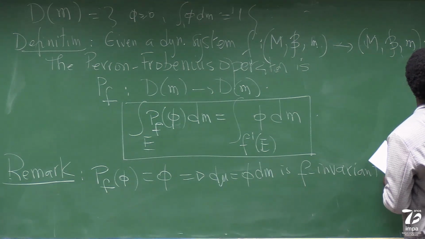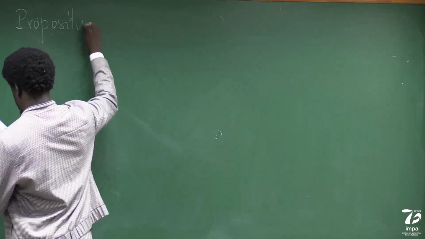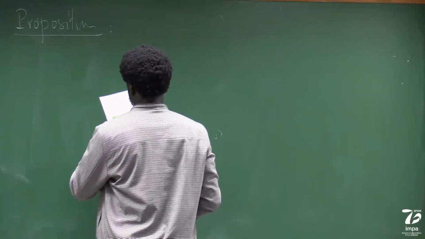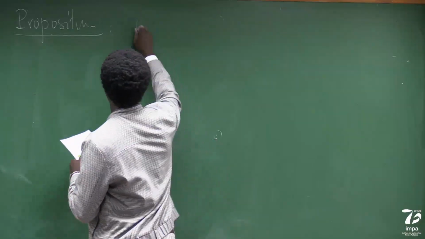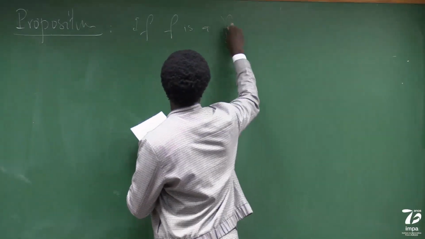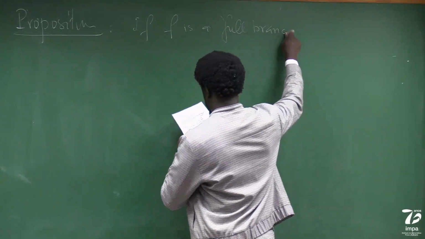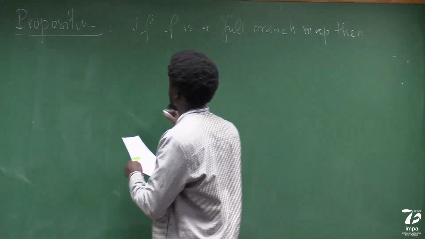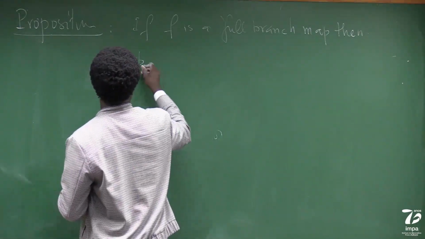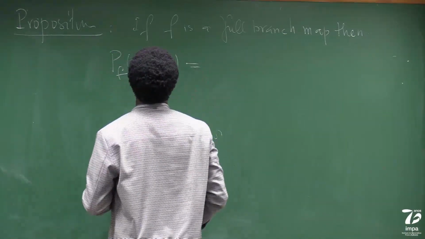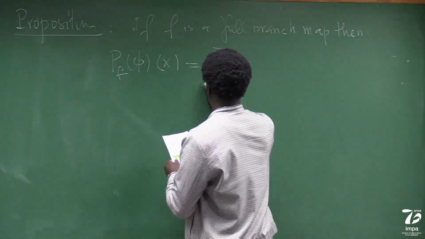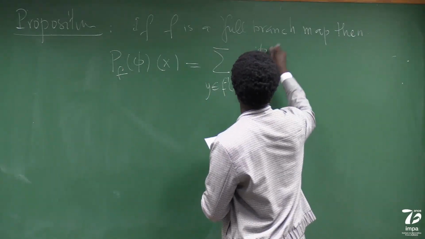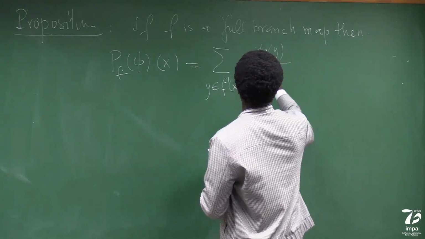Proposition. So if F is a full branch map, then B_F phi at X, this is the sum along pre-images of phi of Y over F prime at Y.